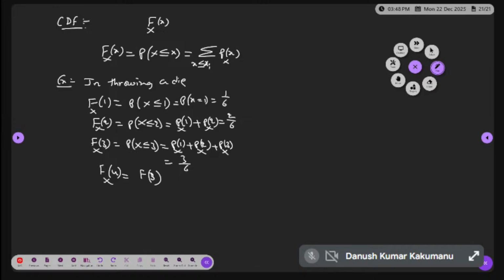If I ask you CDF of 4, you can write it as CDF of 3 plus PMF of 4. Observe here, what is the CDF of 4? CDF of 3 plus PMF of 4, the probability mass function of 4. Is it correct or not? What is the CDF of 3? 3 by 6 plus 1 by 6. What is the answer? 4 by 6.